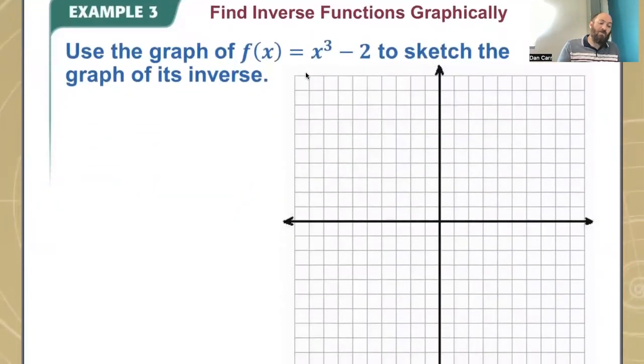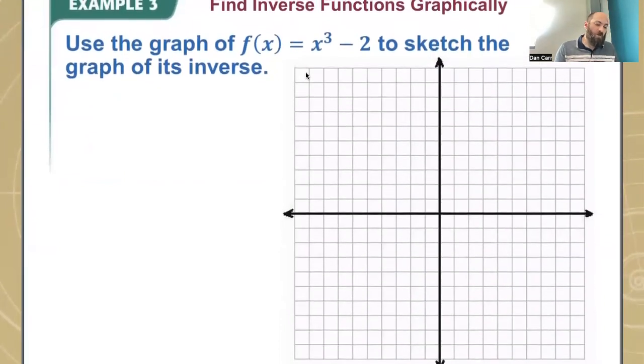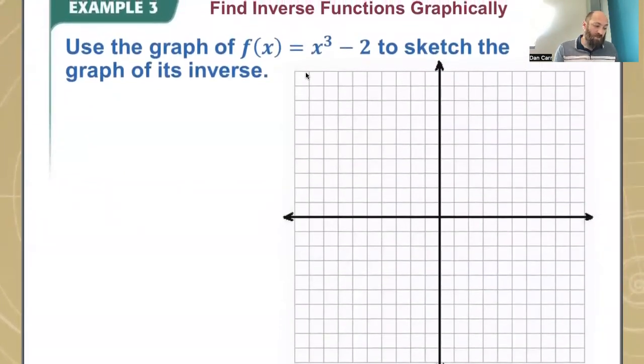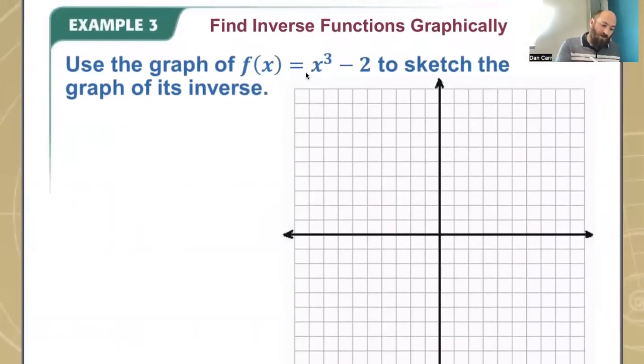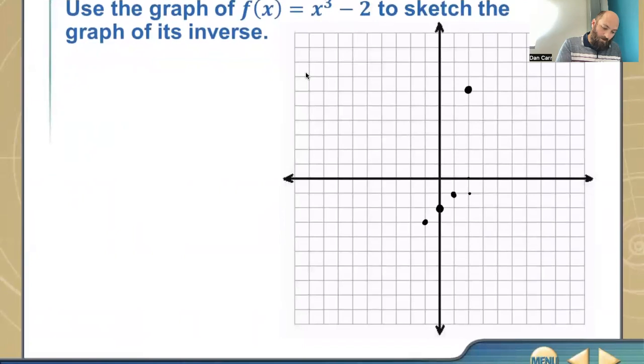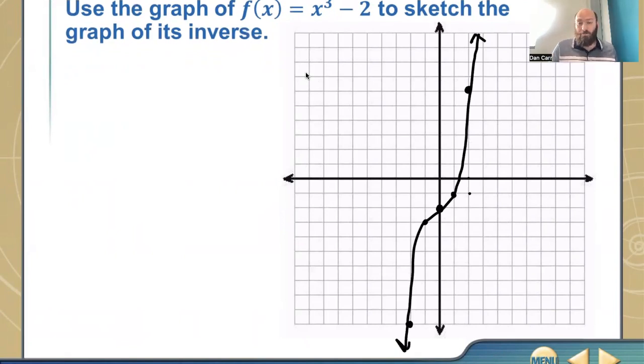Find inverse functions graphically. So use the graph of f of x equals x to the third minus 2 to sketch the graph of its inverse. So remembering from what my parent functions look like, I'm going to cross here at -2. I'm going to have a point here, and then it's going to go 1, 2, 1, 2, 3, 4, 5, 6, 7, 8. And then 1, 2, 3, 4, 5, 6, 7, 8. Okay, so this is what my x to the third minus 2 function looks like.